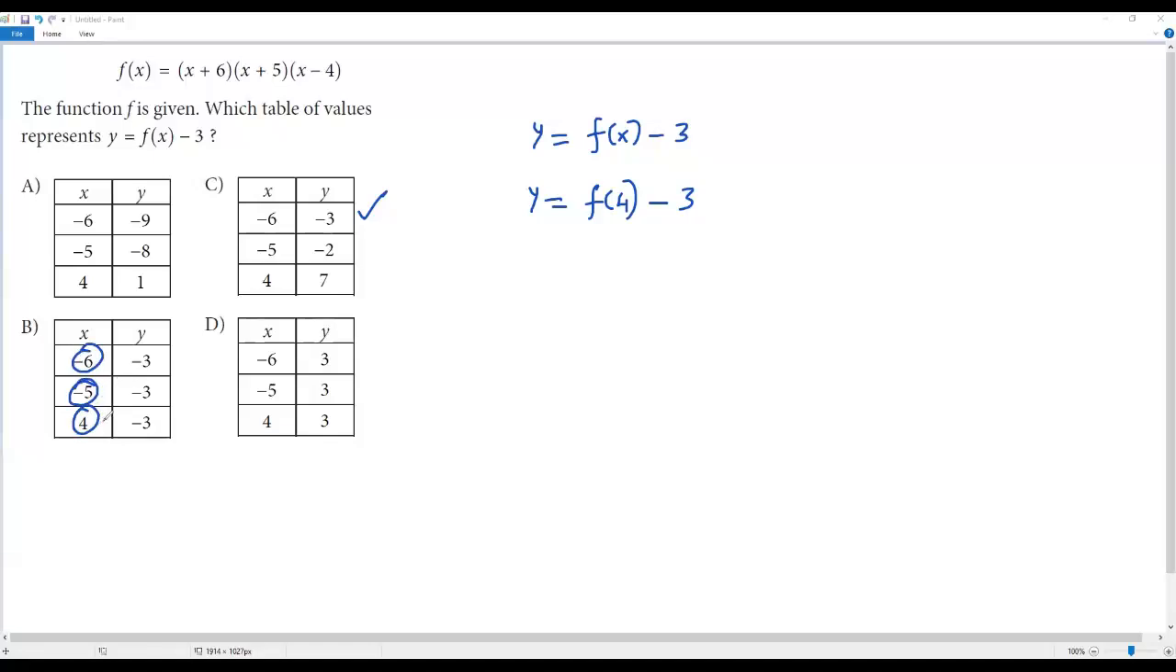for all the three values of x, I'm getting the same value of y, that is negative 3, negative 3, negative 3. But here, when I plug in x equal to negative 5 in option C, the value of y is equal to 92. That's not true.